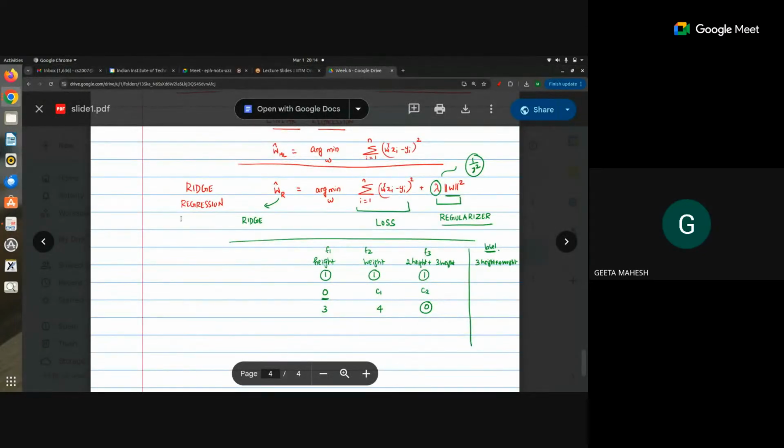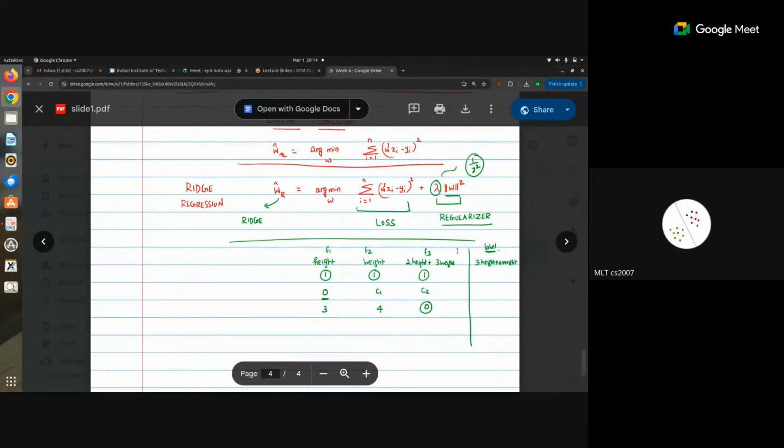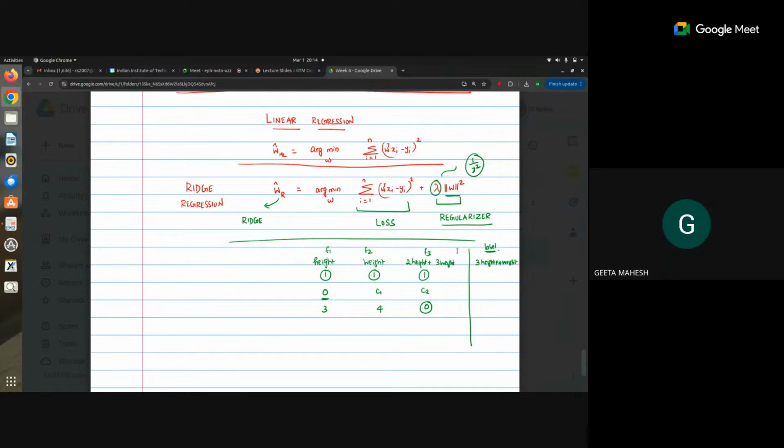So, sir, D may be right, because the correlation will be more if lambda is more. If lambda is more, then the correlation will be less, because correlation is the reciprocal of lambda. So the variance will be less, which means the parameters are close to 0. Parameters will be close to zero. Correlation will be less means variance will be more.